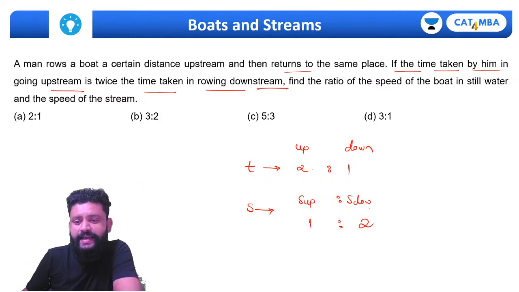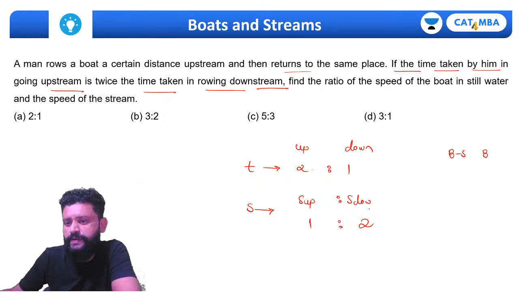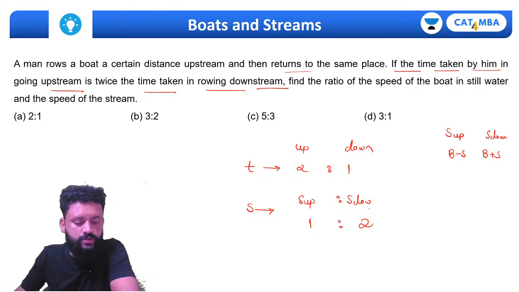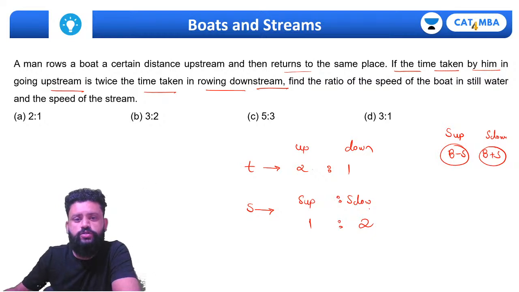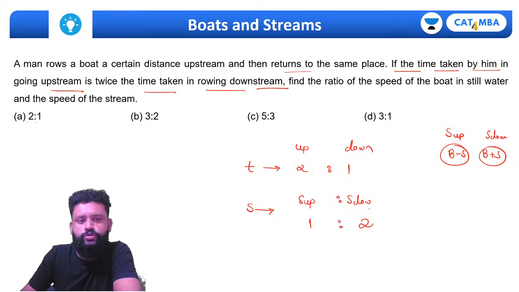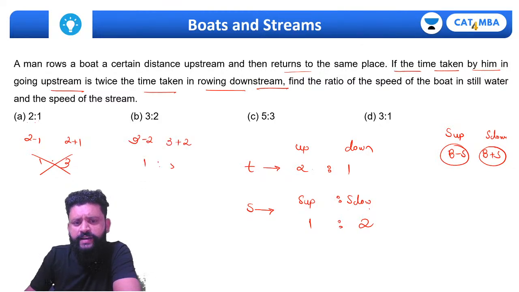okay, because this is S up and S D. We have S up meaning B minus S and this is B plus S. Downstream speed is addition and upstream speed is difference of boat and stream speed. So difference and addition should be in the ratio of twice. So let's take the answer options. If we take 2 and 1, so 2 minus 1, 2 plus 1, it has to be 1:3. We don't want 1:3. So 3 minus 2, 3 plus 2 will be 1:5.